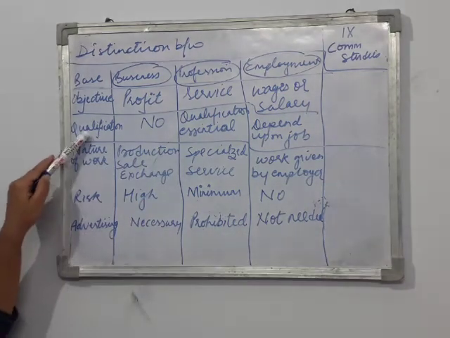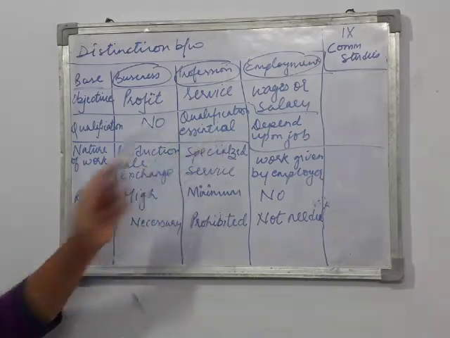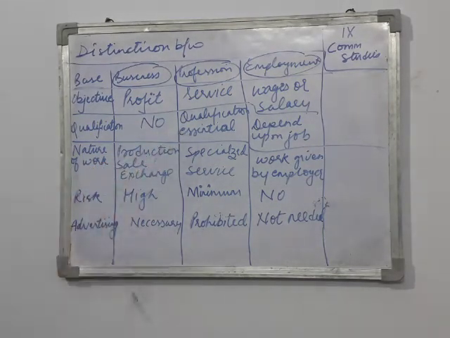Now in a profession, qualification is important. Essential qualification is required. Like in case you want to be a doctor, you want to opt for doctor as a profession, then in that case you have to do your special studies. You have to go for MBBS or MD.